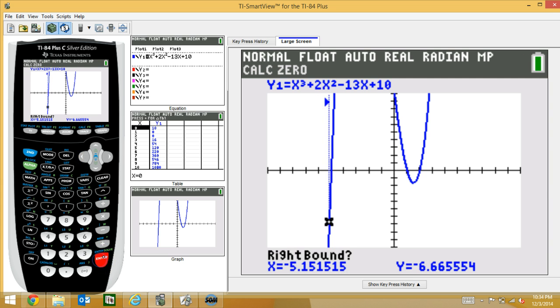Taking a drink of water while I do all that pressing of the arrow keys.